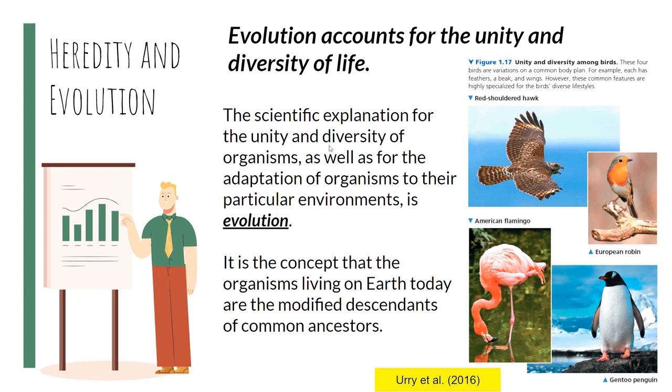So the scientific explanation for the unity, or the connection of all living things, and the diversity of all the living things on our planet is best studied through the prism of evolution. So the adaptations that they eventually have and pass on to their offspring is called evolution, or the gradual process of that is called evolution. So the concept of evolution is that organisms living on Earth today are the modified descendants of their common ancestors. We will learn more about this when we reach this unit in the fourth quarter.